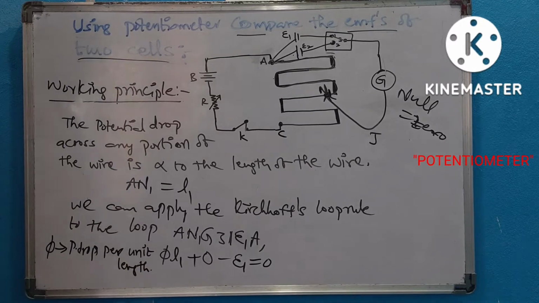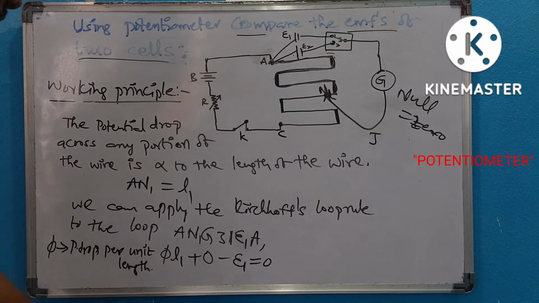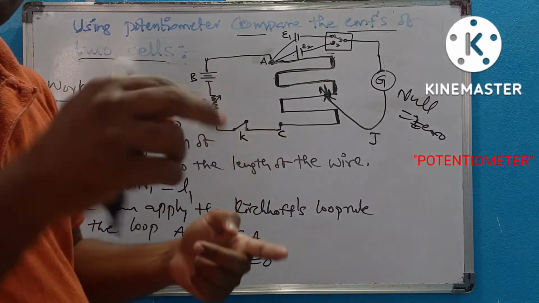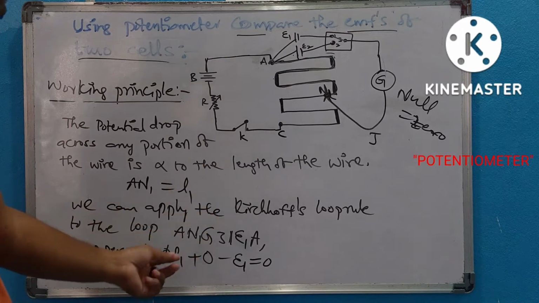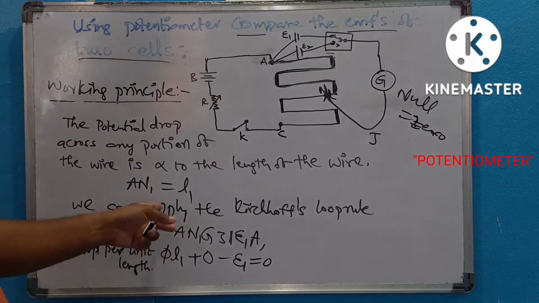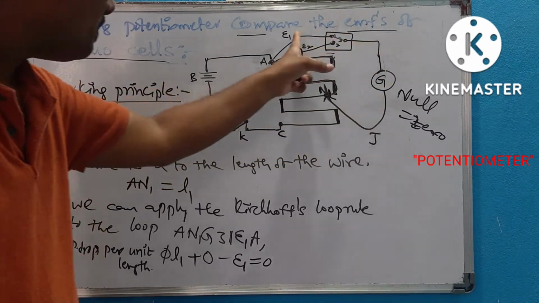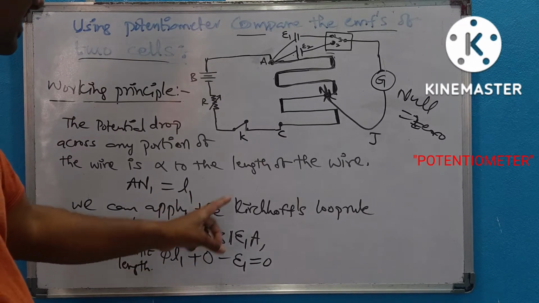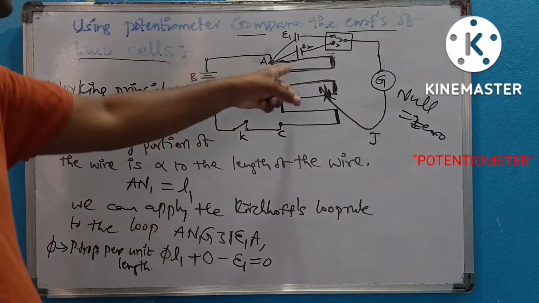So here, the Greek letter phi is called the potential drop per unit length. In this portion of the wire, per unit length how much potential is dropped is denoted by the letter phi. So phi L1 plus 0 minus E1 is equal to 0. This is the equation we get after applying the Kirchhoff loop rule to this closed loop.